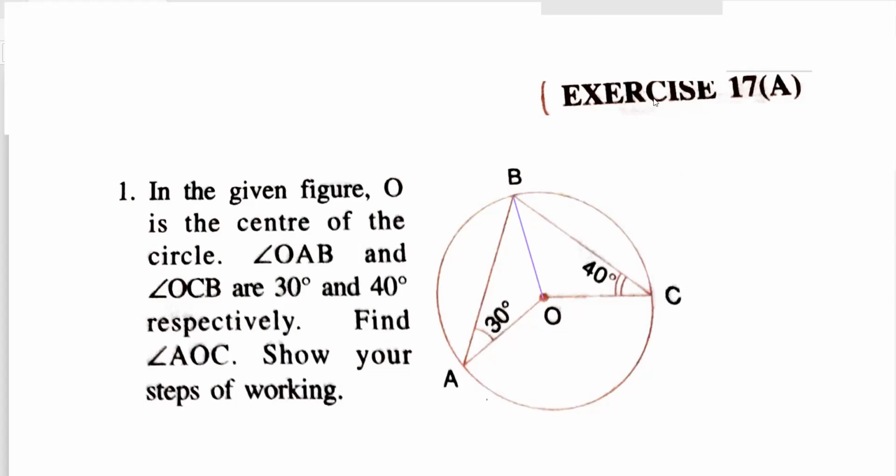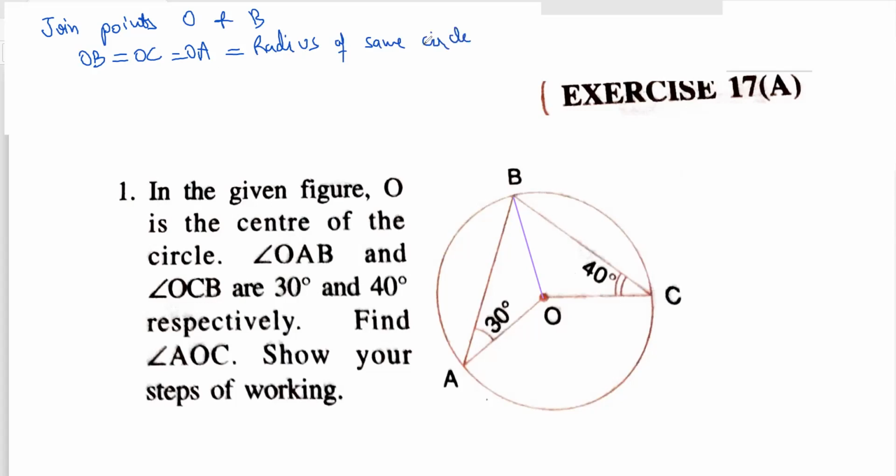So I have to write all the steps. We have to show the steps of working. So here I write, join points O and B, my answer starts here. What is OB? OB is equal to OC, which is equal to OA. They are all radius of the same circle. Yes, they are all equal, because they are all equal to the radius of the same circle.